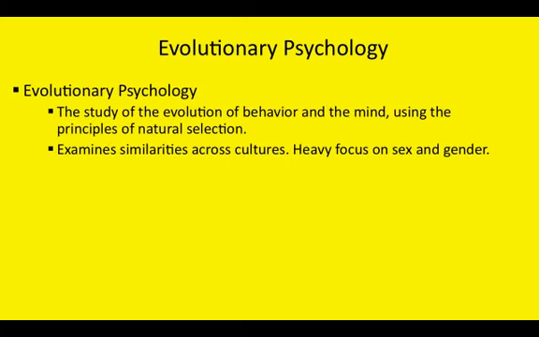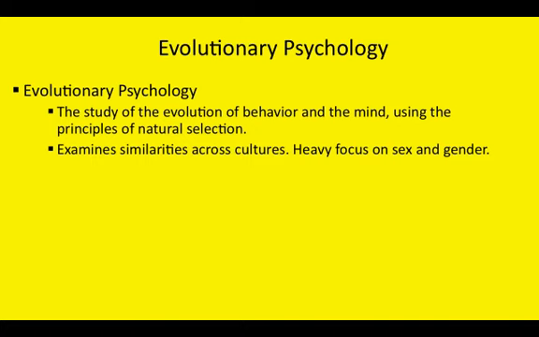Now let's talk specifically about evolutionary psychology. Evolutionary psychology can be called the study of the evolution of behavior and the mind using the principles of natural selection, as we stated before. It examines similarities across cultures. That is, it looks at various cultures and sees if people behave more or less alike. There's an assumption that if you do find similarities across cultures, that implies the outcome of some sort of natural selection.